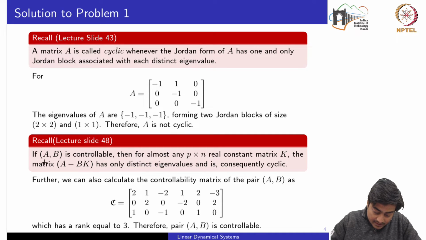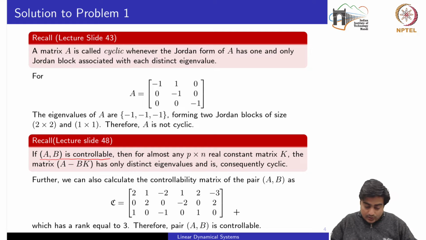Now the second result says that if the pair A, B is controllable, then for almost any p cross n real constant matrix K, the matrix A minus B times K has only distinct eigenvalues and is consequently cyclic. So first of all, we need to check the controllability of the pair A comma B, and we can do this by computing the controllability matrix and then finding its rank, which happens to be 3 here, equivalent to the dimension of the A matrix. So we ensure that the pair A comma B is controllable.